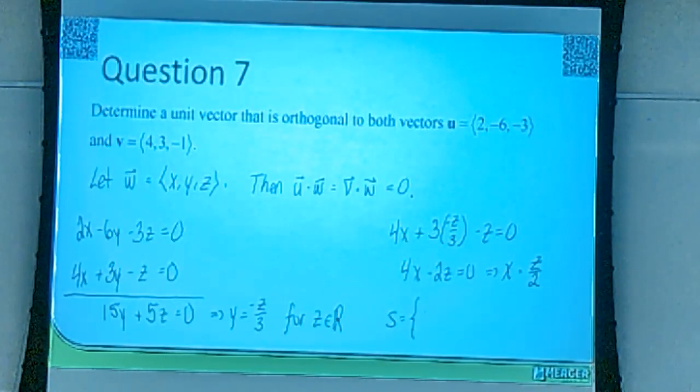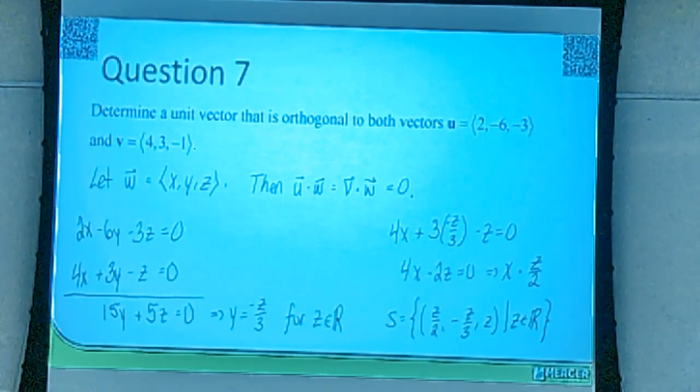So now just write out the solution set. The set of all ordered triples (0, 2, -z/3, z), for any real number z. That's the solution to our system. Now, look what it's asking for, though. It's just asking for a unit vector.